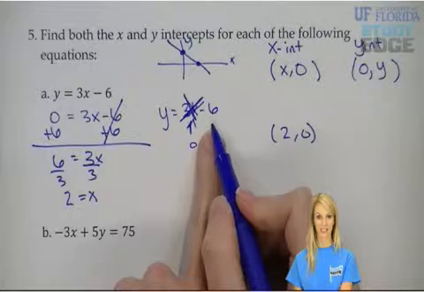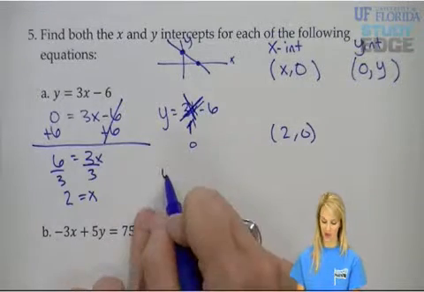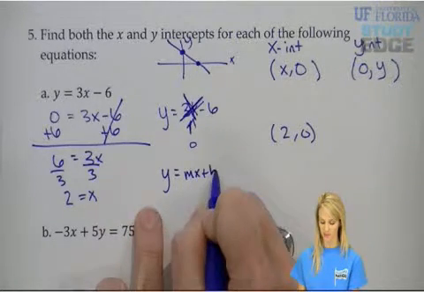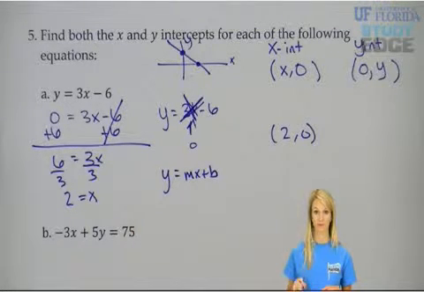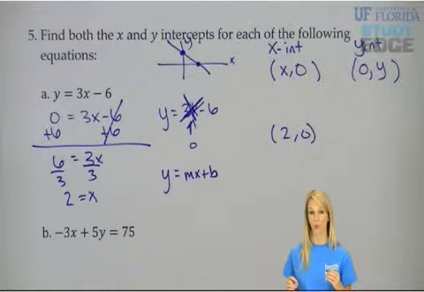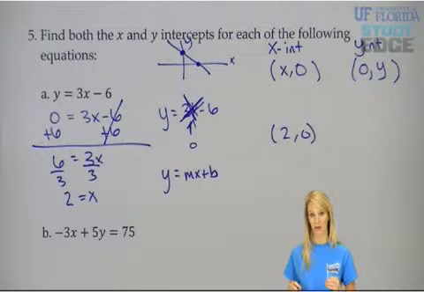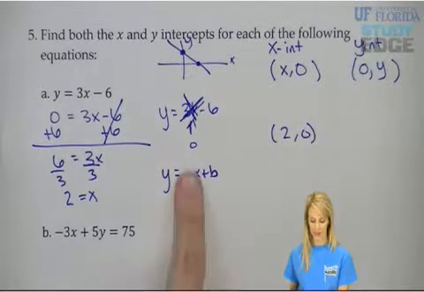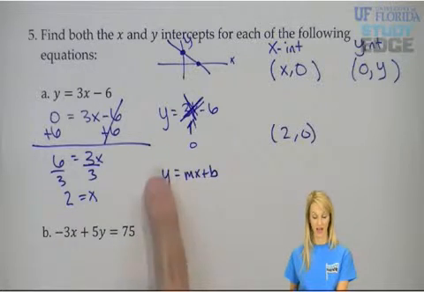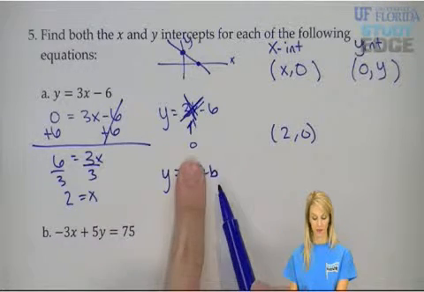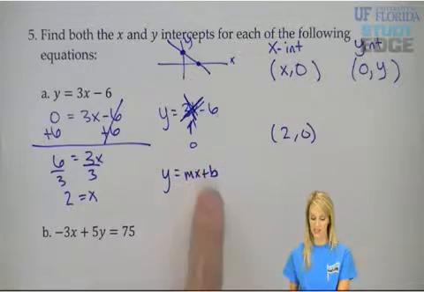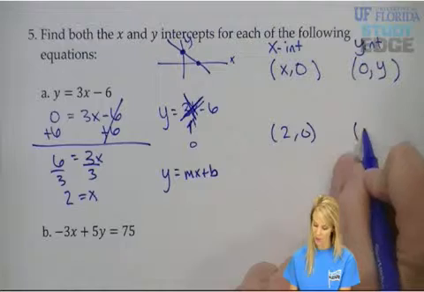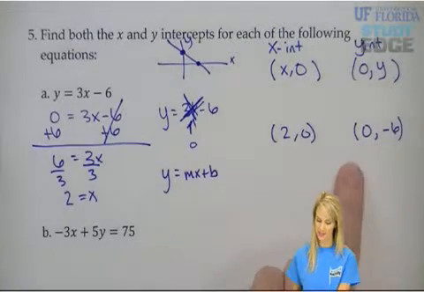Y equals negative 6. Remember when you have the equation of a line, and it's in the form y equals mx plus b? Well, what does that b stand for? It stands for your y-intercept. It stands where y is, what value of y you have when the line crosses your y-axis. So, we have a line in the form y equals mx plus b. B is your y-intercept. B is equal to negative 6. So, our y-intercept is 0 comma negative 6.